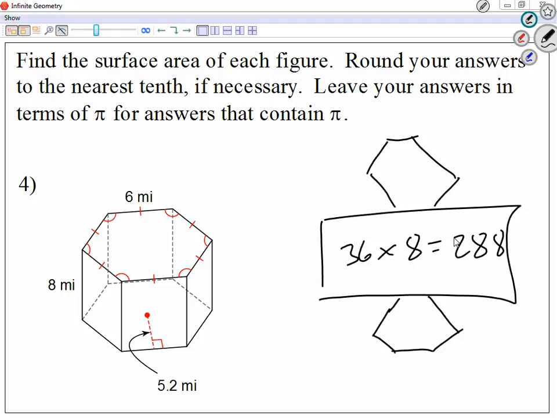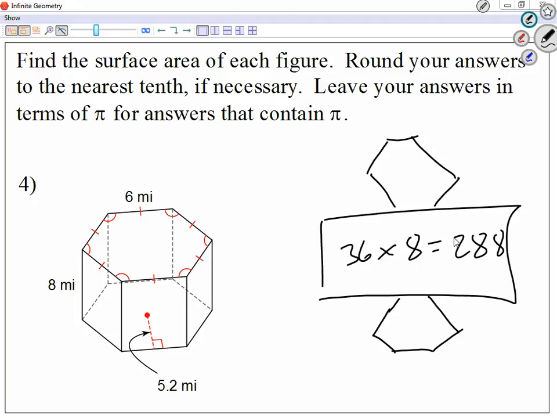Remember, what I do here is the perimeter of the hexagon. So you could add all the sides. 6 plus 6 plus 6 plus 6 plus 6 plus 6, which is 36, times 8, which is a number that has nothing to do with the hexagon. So 36 times 8 gave us that.